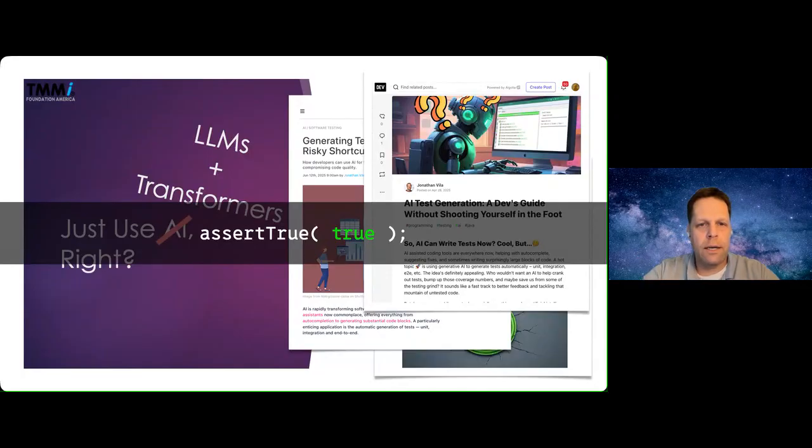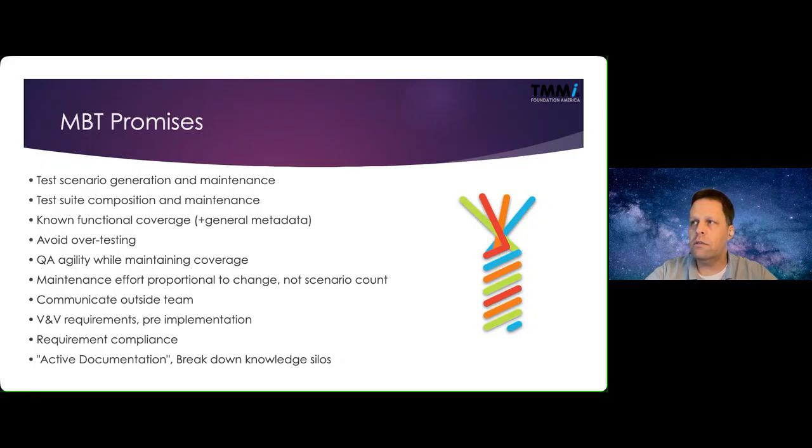Okay, so with that, what model-based testing promises us is quite a few things, right? First of all, we're going to generate test scenarios, create test suite composition, because it's not just about a single test, right? It's a whole test suite about it. We can know what is the actual functional coverage, and add a lot of metadata automatically to the test. So if we have to do drill down or understand what went wrong, it would be easy.